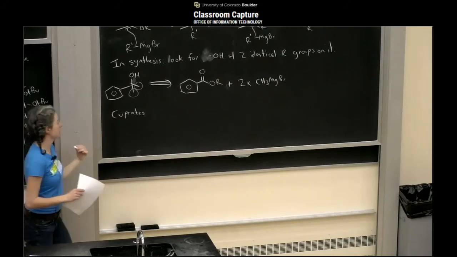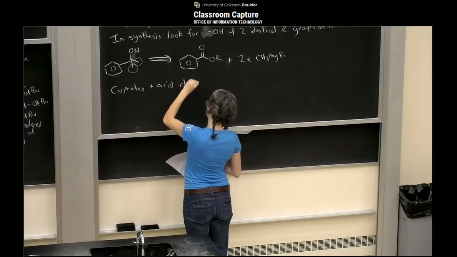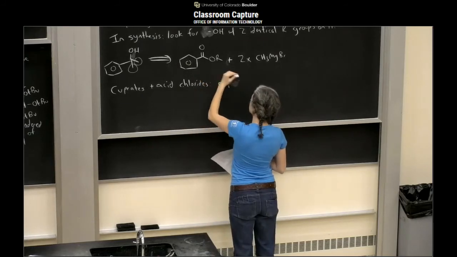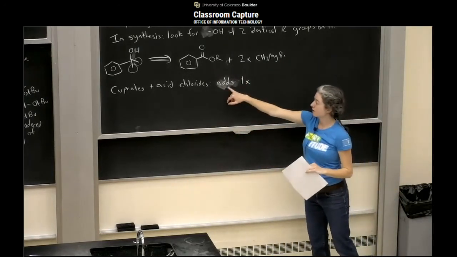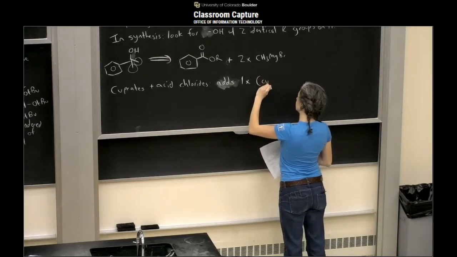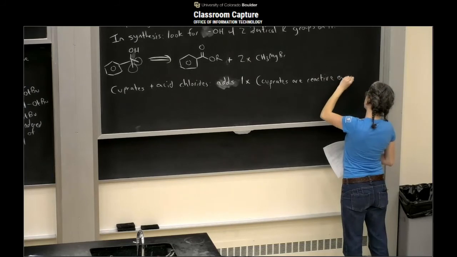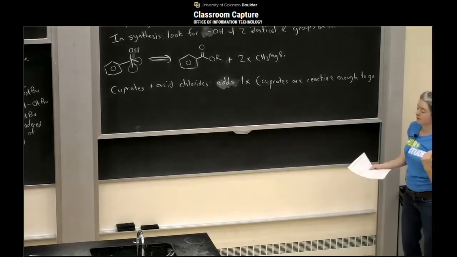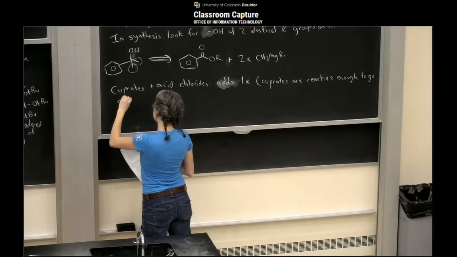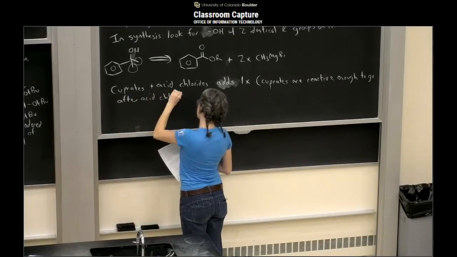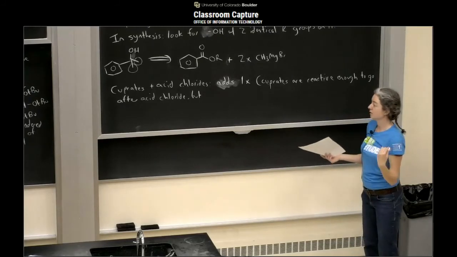So the way that we can do that is cuprates plus acid chlorides. So just to keep it parallel to up here, cuprates and acid chlorides only add the once because cuprates are reactive enough to go after the acid chloride, which is the super attackable electrophile, but not enough to go after the ketone or aldehyde that they make.